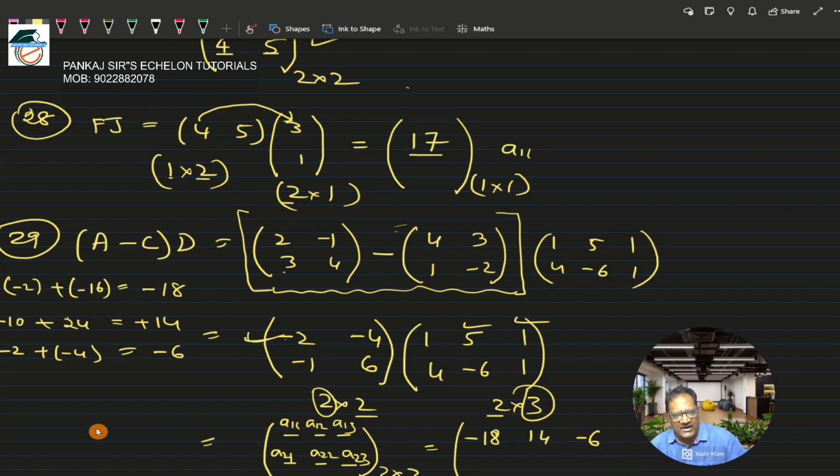Fine. Now A21. A21 is second row and the first column. So minus 1 into 1 is equal to minus 1, plus 6 into 4 is a 24. So this will be 23.